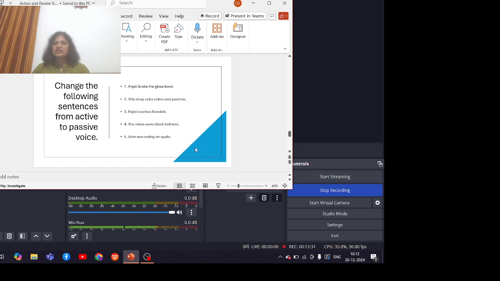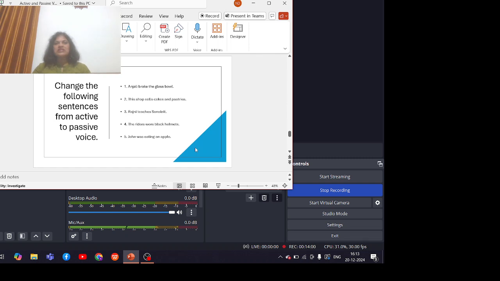Now the fourth sentence, the riders wore black helmets. Now black helmets is the object here. So the object will become the subject. Here the tense of the sentence is past tense. So black helmets were worn by the riders. This will be in passive voice.